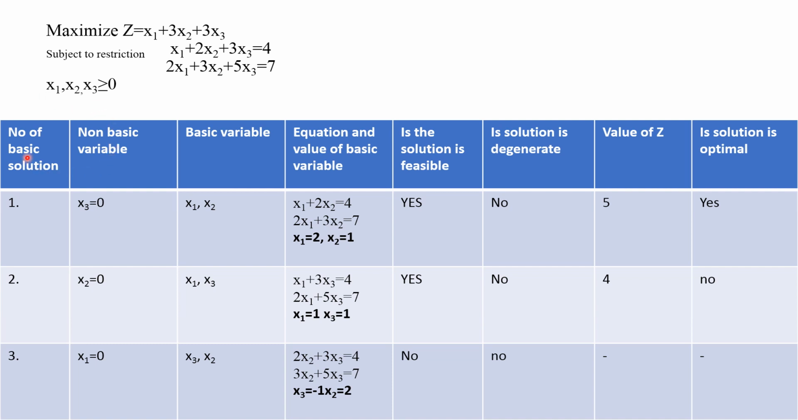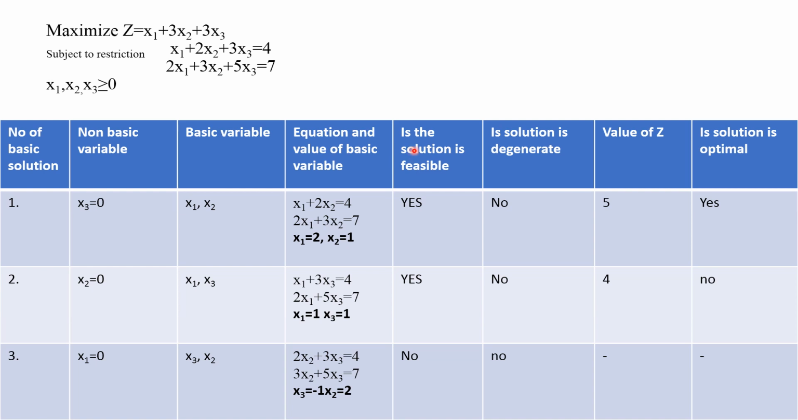So in the first case I assume that x3 is a non-basic variable, meaning x3 is equal to 0. So my basic variables will be x1 and x2. We find the equations and values of the basic variables. With x3 equal to 0, my equations will be x1 plus 2x2 equals 4 and 2x1 plus 3x2 equals 7. The solution of these equations is x1 equals 2, x2 equals 1.